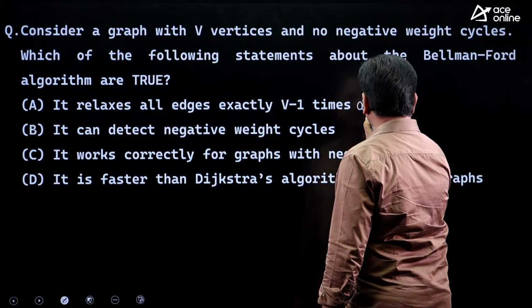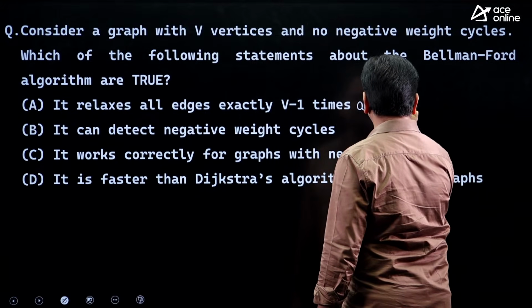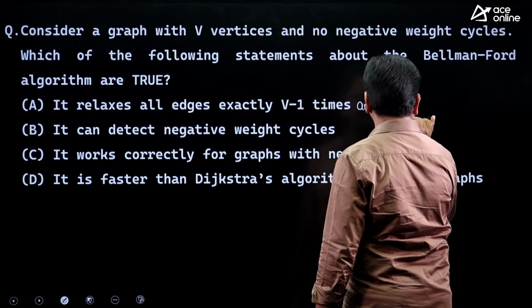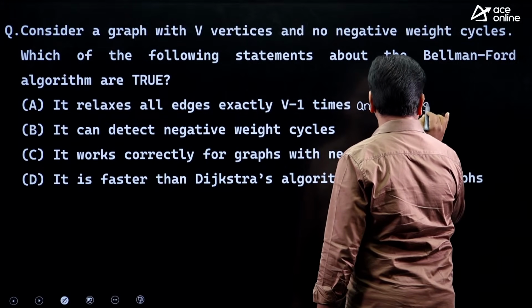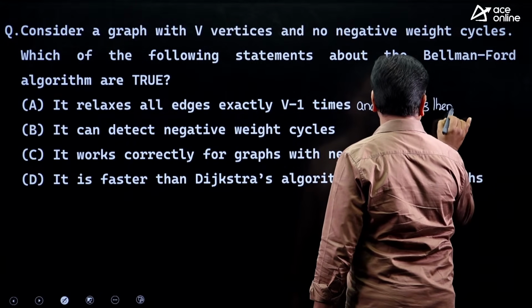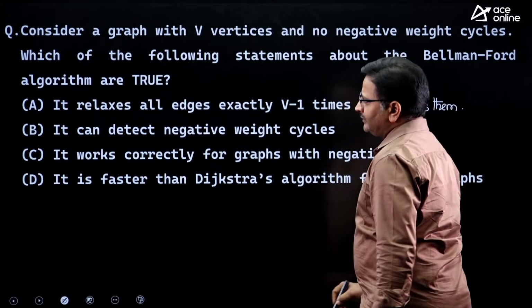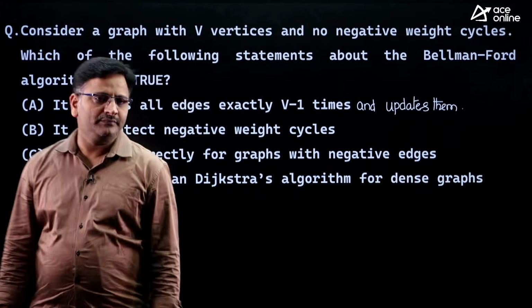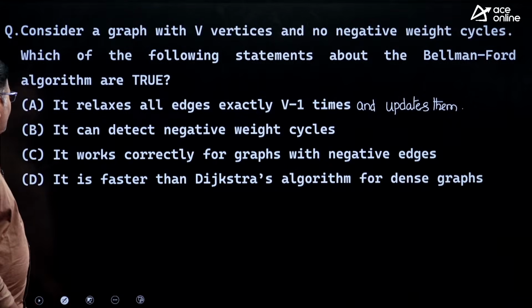Here we need to add one more point, like and this question is based on Dijkstra algorithm.